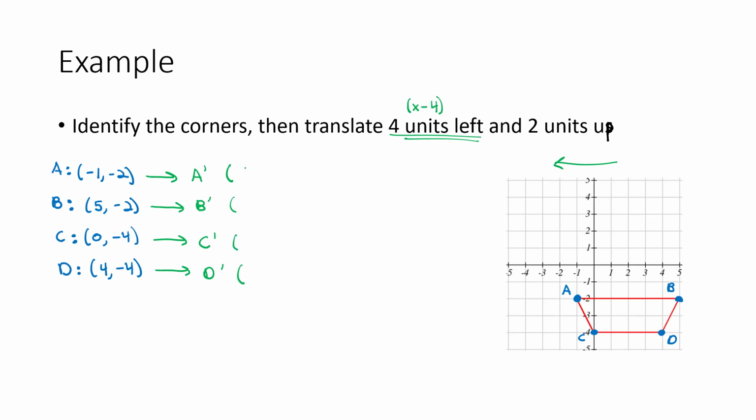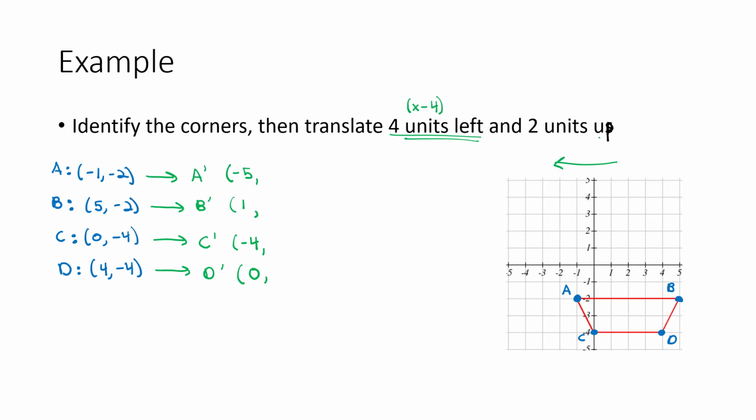A was at -1. -1 minus 4 is -5 for A prime. B was at 5. 5 minus 4 is 1 for B prime. C started at 0. 0 minus 4 is -4. And D started at 4. 4 minus 4 is 0.